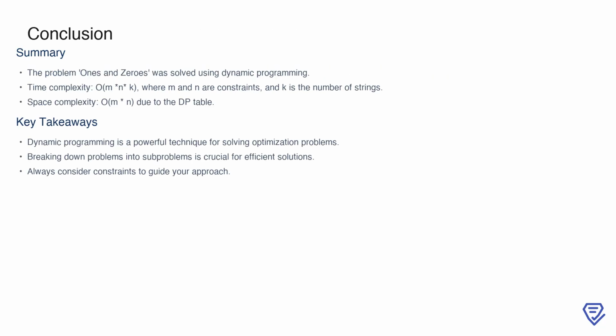Great job! We tackled problem number 474, Ones and Zeroes, and explored how dynamic programming can help solve it efficiently. Remember the importance of understanding constraints and breaking problems into smaller subproblems.